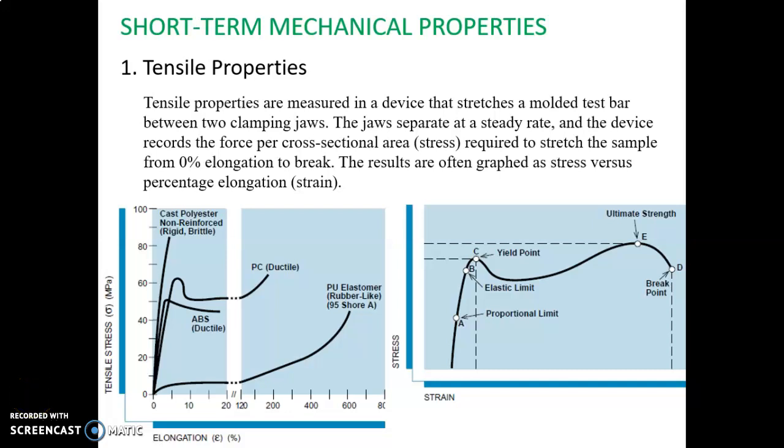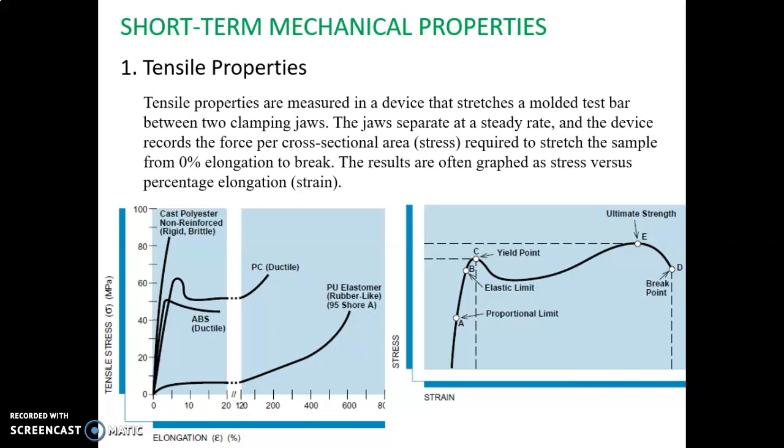Okay, this session will give some commonly used criteria to define and describe the short-term strength mechanical behavior of thermoplastic material. Okay, first we will look at the tensile properties. So tensile properties are measured in a device that stretches a molded test bar between two clamping jaws. I'm sure that all of you have experienced how to run the tensile machine.